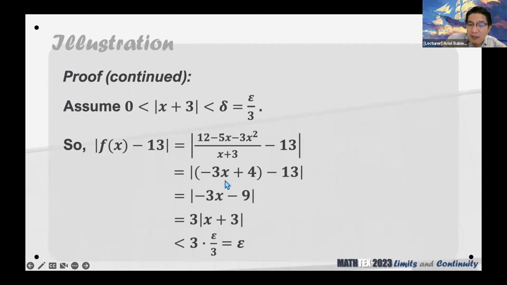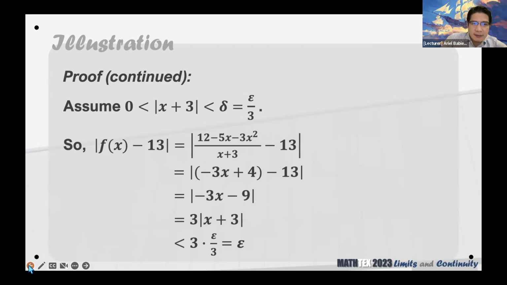Napansin nyo? Sinimplify muna -3x plus 4. But then do notice some simplification. Ito pa rin yung makukuha nyo. And finally, less than epsilon. So kumbaga, really, for the case of a limit, the function can be undefined at a point, but it can still have a limit. It can still have a limit. And this is one such example.